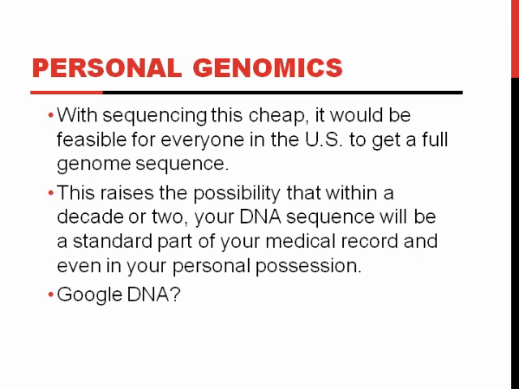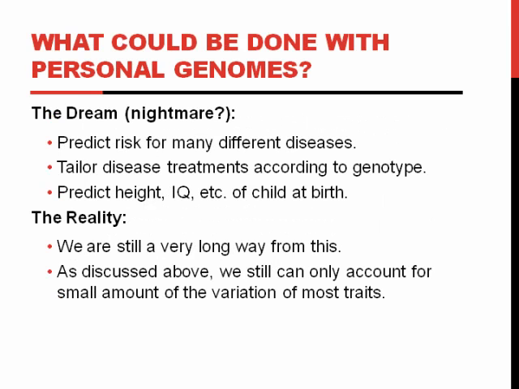What people hope is that you could predict risk for different diseases, and you would know all the stuff about disease treatments, like you would tailor disease treatments according to what your DNA says. And this one's more of a scary one, but you could potentially predict different characteristics of a child at birth by just looking at their DNA sequence. That's the kind of stuff people talk about. The reality is we're a long way from that because, like I said, we can explain so little, like height, we can only explain 3% of it.